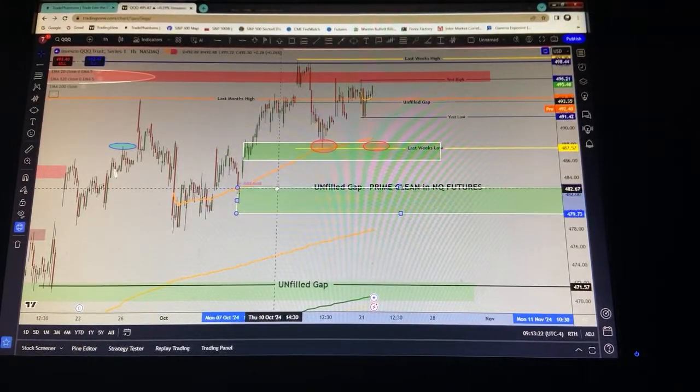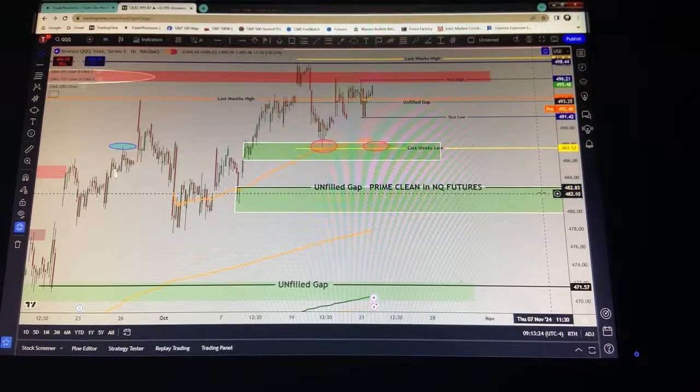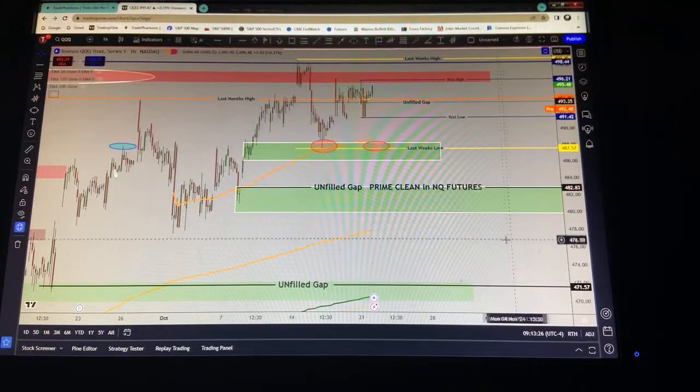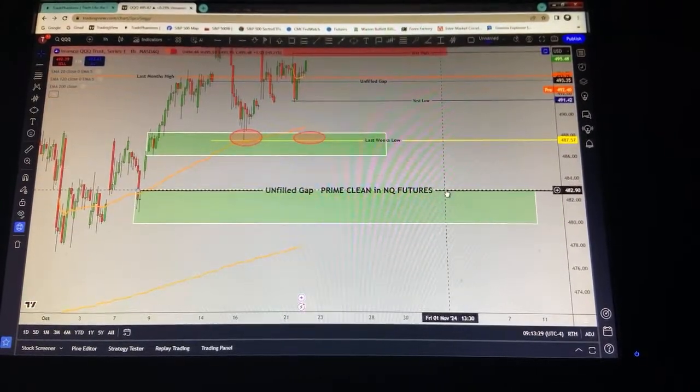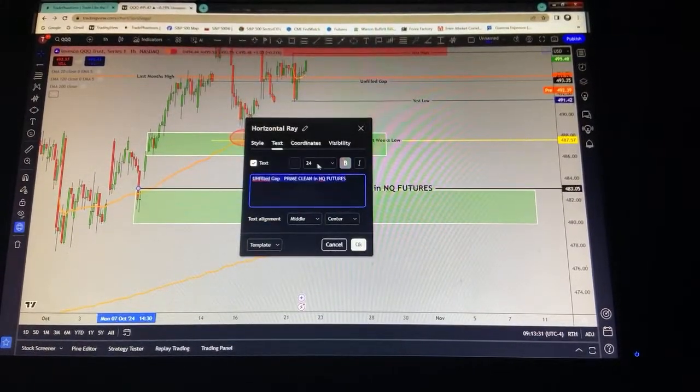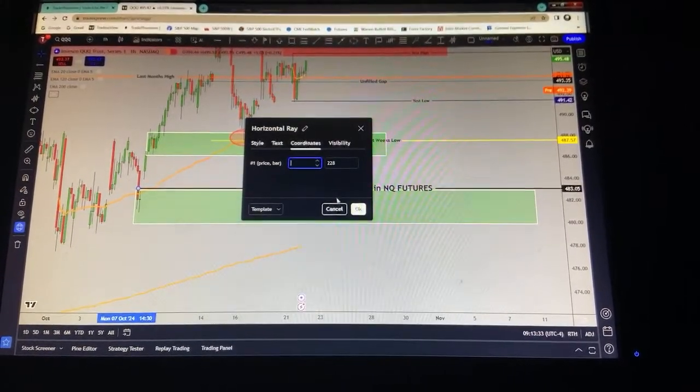Confluence, all right? Gap. All right, it comes in about what? I'm just going to round up, 483. Keep the numbers clean right now, okay? We have no time to play semantics. All right, 483.